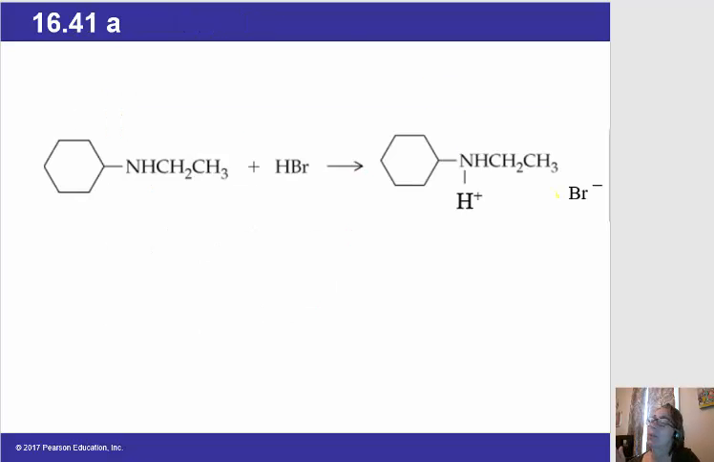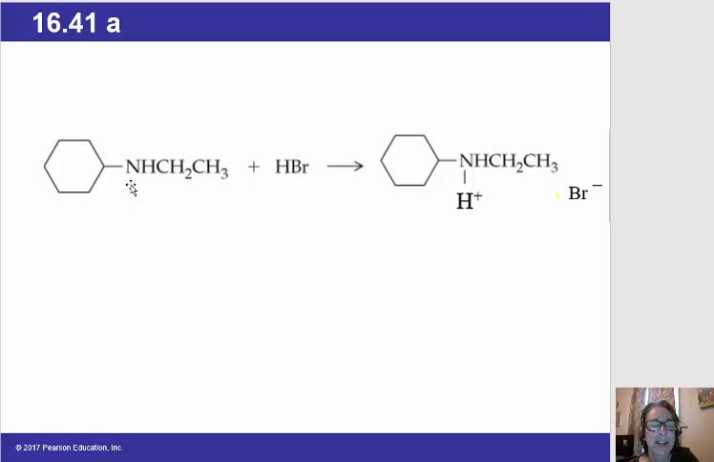Okay, so let's look at problem 16.41a. On the left-hand side, we have an amine reacting with HBr, which we recognize as a strong acid, and we know that amines are bases. So the amine is our base, and HBr is our acid.